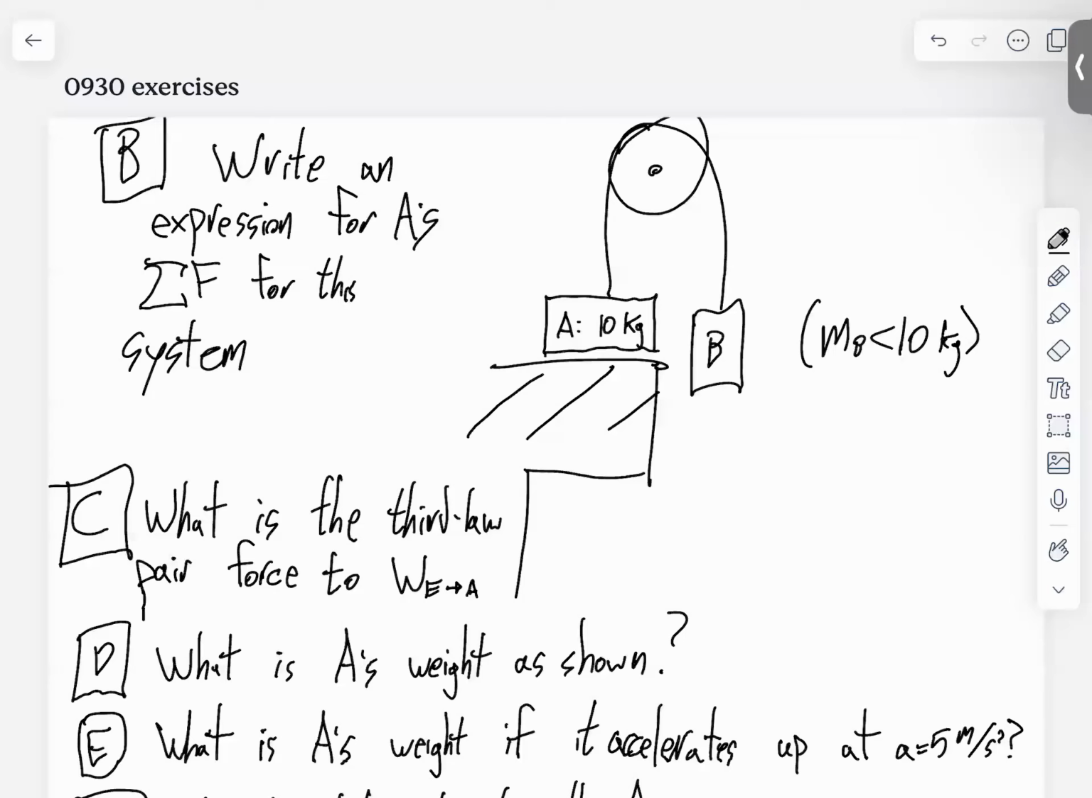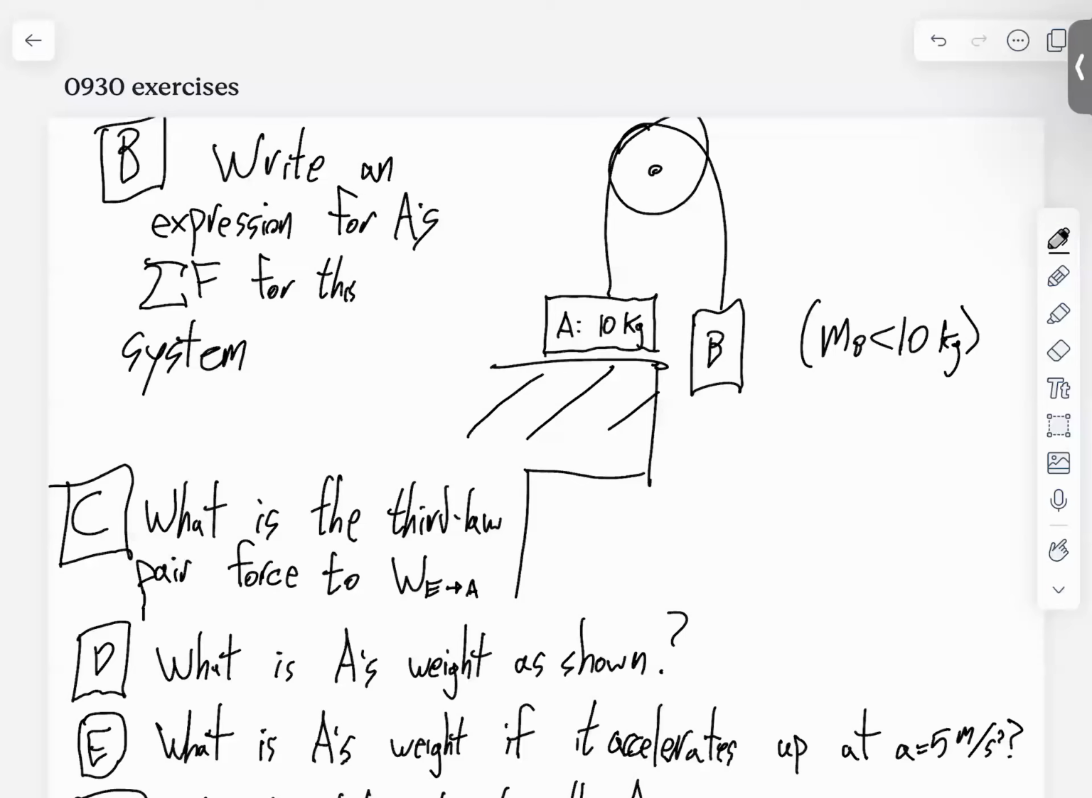One force, a weight force, acts between Earth and A, and you can either view that from A's perspective, thinking that gravity is pulling me down, or from the Earth's perspective, which by Newton's third law says gravity is pulling Earth up. Okay? The Newton's third law pair to a weight force is never a tension force. Newton's third law pair to a weight force is never a normal force.